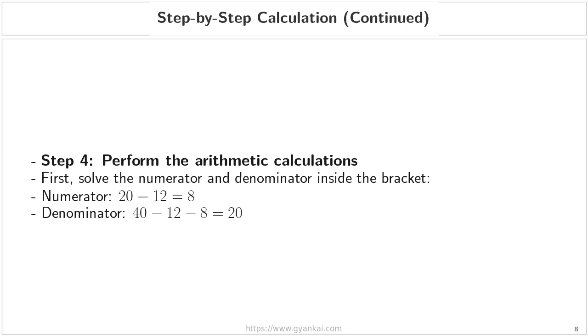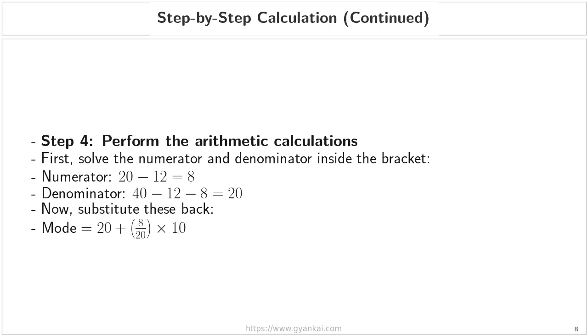Looking at the top part of our fraction, 20 minus 12 gives us 8. Now, let's look at the bottom part, the denominator. We take 2 times 20, which is 40, and then subtract 12 and 8, leaving us with 20. With those simplified, let's substitute them back into our main equation.